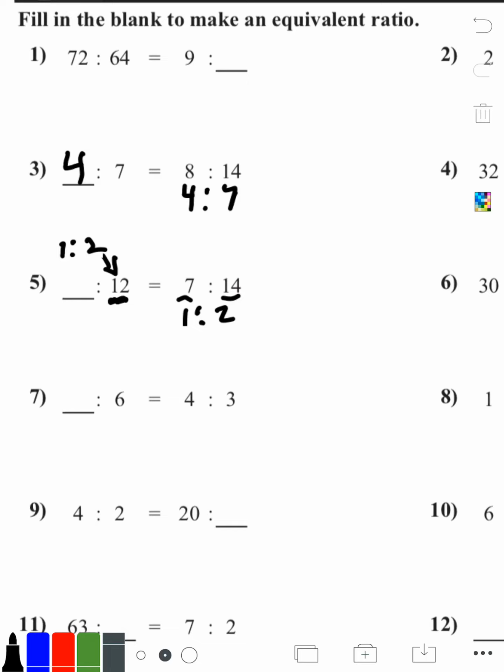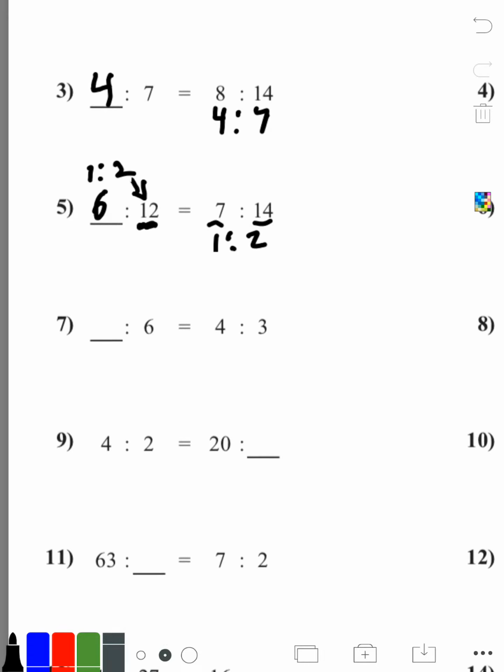So whatever you do with one of the quantities, you have to do the other. So 1 times 6 is going to be 6. So 1 to 2 is the same as 6 to 12. 4 to 3, let's go down. 4 to 3 is already fully reduced. So 3 times 2 is 6, so we need to multiply 4 times 2 to get 8. So 8 to 6 is equal to 4 to 3.